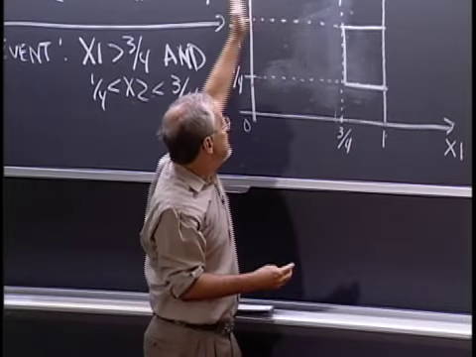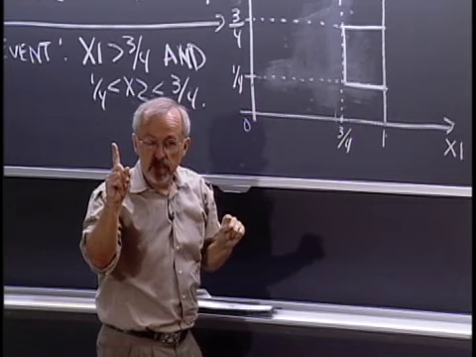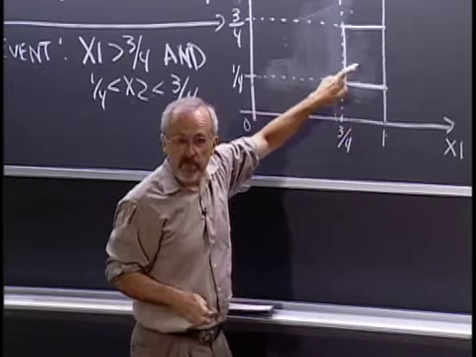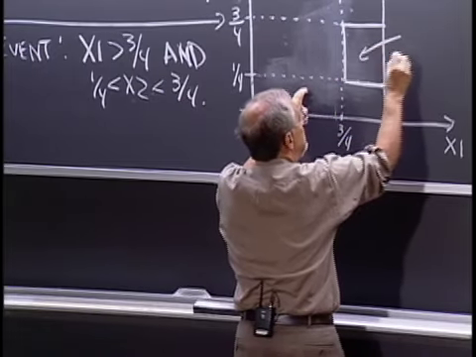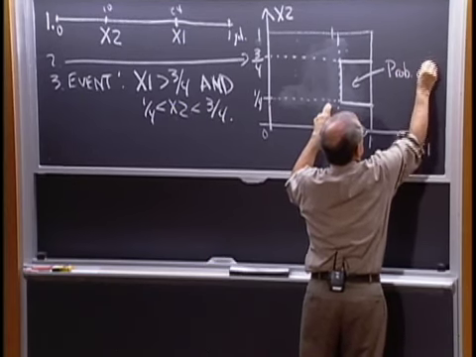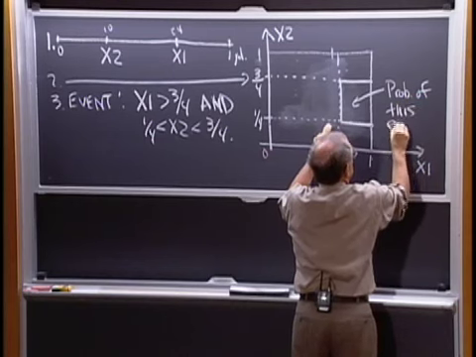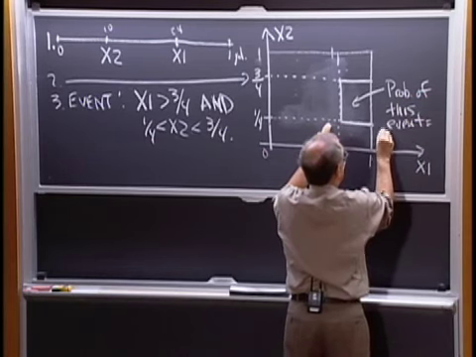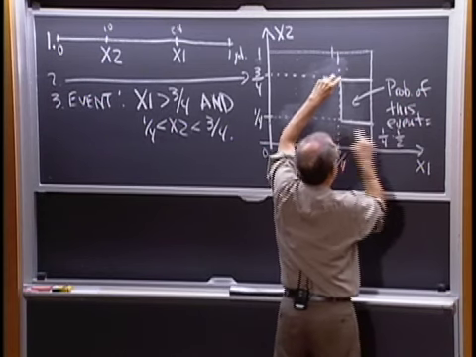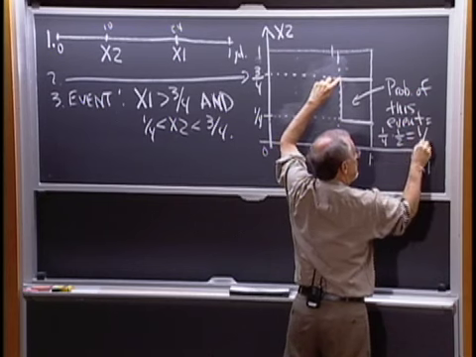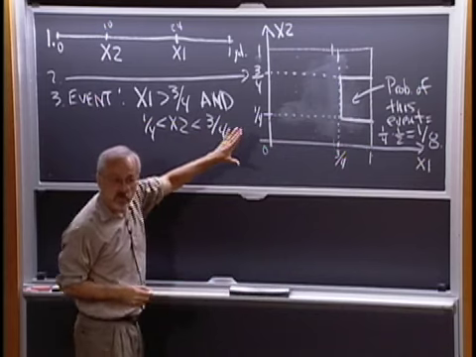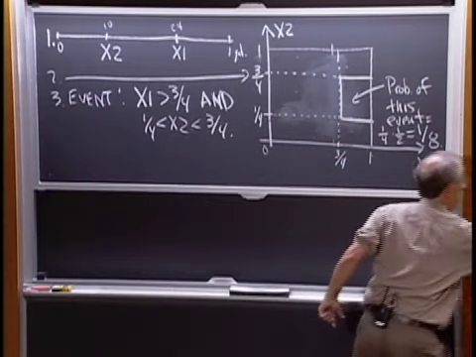And since the area of the entire big square is 1, the likelihood or the probability that we end up here is just equal to its area. So the probability of this event equals 1/4 this way times 1/2 this way equals 1/8. That is the probability of that event. So now we know how to characterize events and determine their likelihoods.